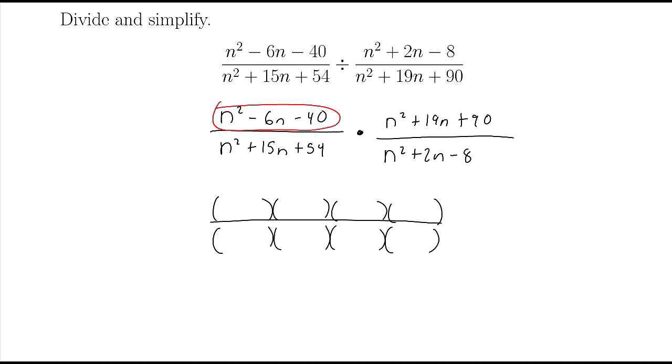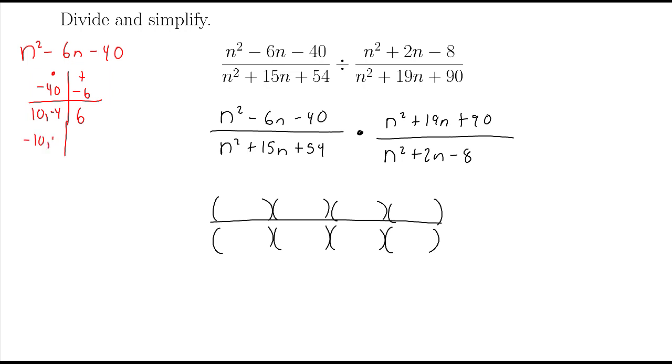So n squared minus 6n minus 40. There's an understood 1 in front of the n squared, so I can do this the shorter way. I just need to find two numbers that multiply together to be negative 40, but add together to be negative 6. The first numbers that come to mind would be 10 and negative 4. Those multiply to negative 40, but they add up to positive 6. I need negative 6, so I'm going to change my signs. Negative 10 times 4 is negative 40. Negative 10 plus 4 is negative 6. So this will factor as n minus 10 and n plus 4.